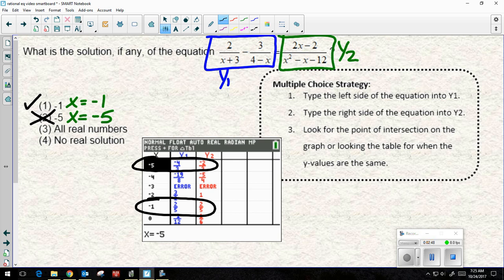Sometimes you've got to check more of them, but all real numbers would mean that every single y value would match up, so the y1 column and the y2 column would be identical, and that's not true. And then choice 4 would be a process of elimination. So that means my answer is -1. So this is a lot shorter than if you were to solve this equation by hand or by algebra. On a multiple choice, you want to use your strategies.